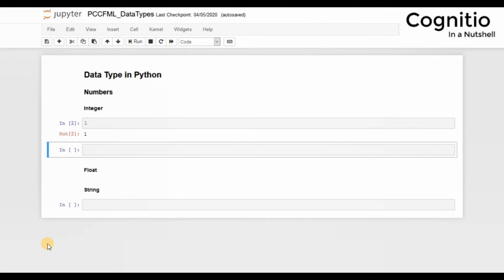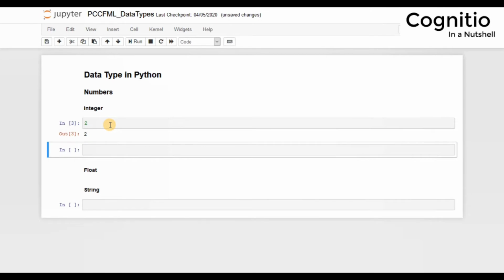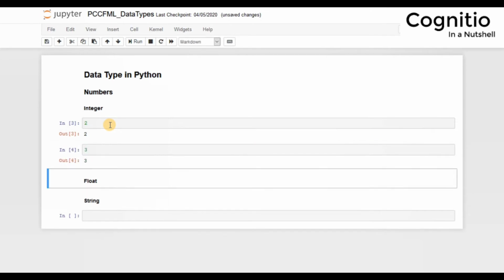The first data type is number. Number has two different sub data types. First is integer, which can store whole numbers, and float is for decimal values. The integer would be like 1, 2, 3. I'm using Jupyter notebook, so I'll press shift and enter to run the cell. You will see the output is 2. If I put 3, it's 3, and so on.